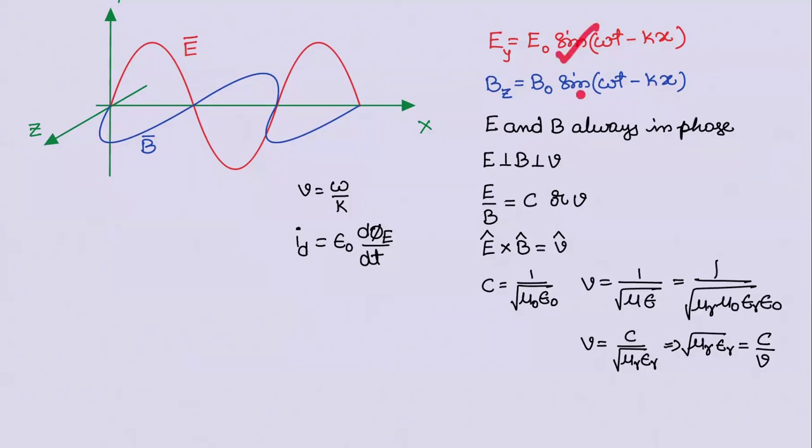The electric field, the magnetic field, and the direction of propagation are all perpendicular to each other. E by B is equal to V, correct. The direction will be like this. Then the relation. Good.